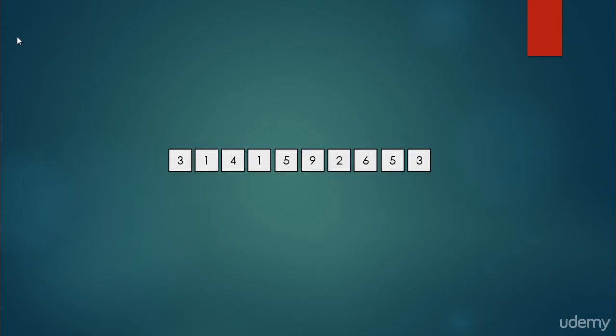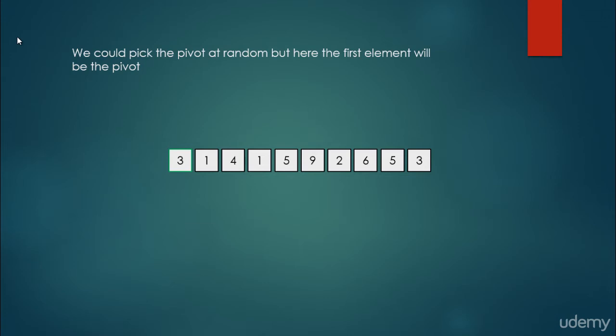We have an unsorted array, and in this situation the pivot element will be the leftmost, but we could pick the pivot at random. Here the first element will be the pivot, and the algorithm can be easily implemented and formalized for random indexing concerning pivoting, and it's not so hard. But in this situation we are focusing on leftmost indexing, and we choose the leftmost element to be the pivot. So in this situation the pivot is 3.